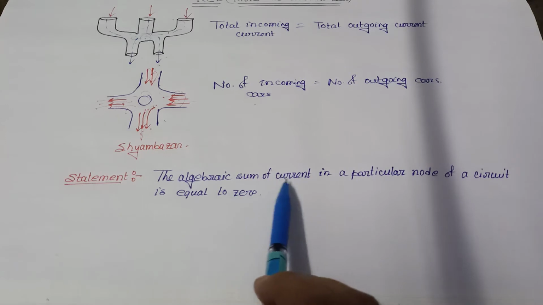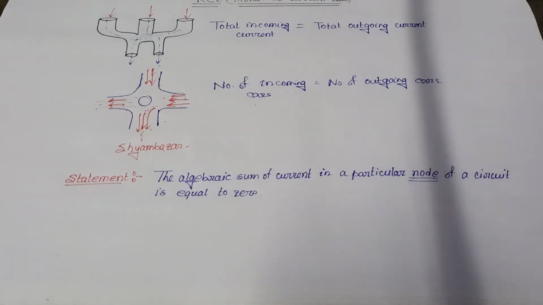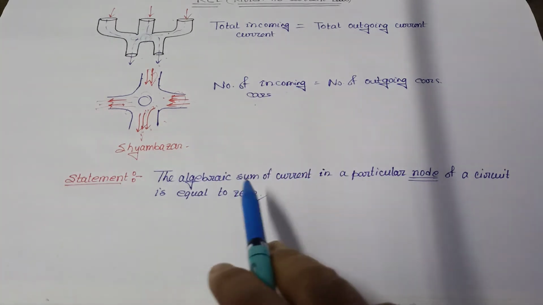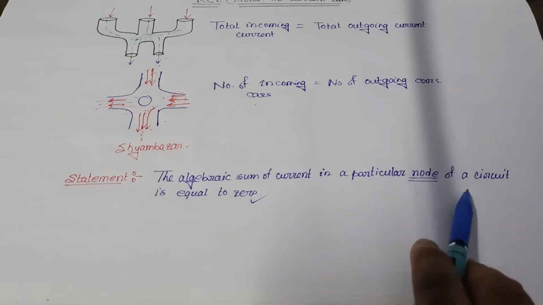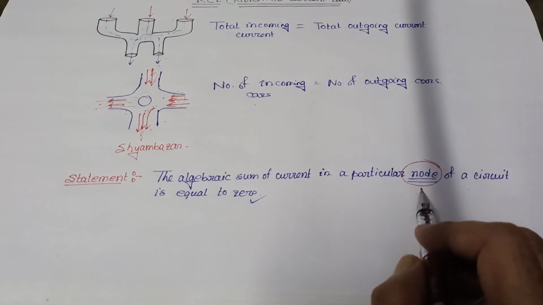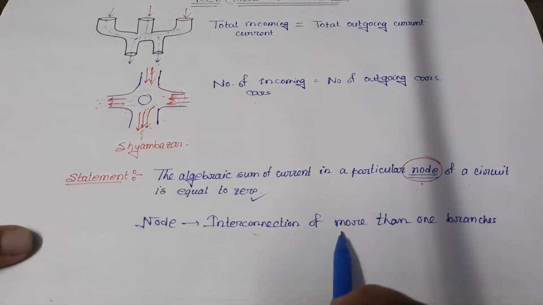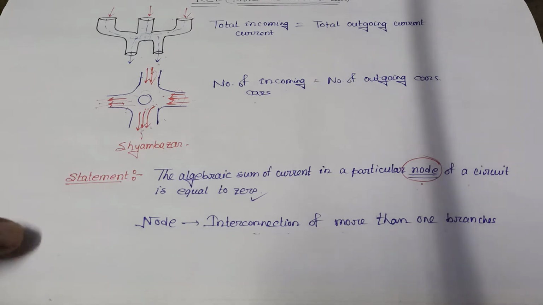The algebraic sum of current in a particular node, underline this term, node of a circuit, is equal to 0. So the algebraic sum of current in a particular node of a circuit is equal to 0. What do you mean by node? Okay, node is the interconnection of more than one branches.